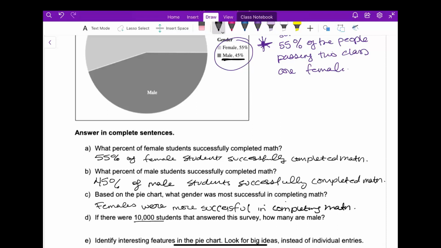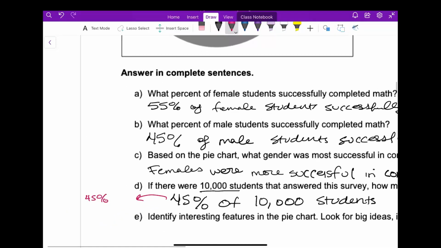If there were 10,000 students that answered this survey, how many are male? So we want to say 45%. I'm looking at the males. 45% of 10,000 students. That's literally the question. What is 45% of 10,000 students? And then I can actually make this into a math equation. I'm going to put it off to the side here. And so we're going to do 45%. I'll guide you through that in a little bit.